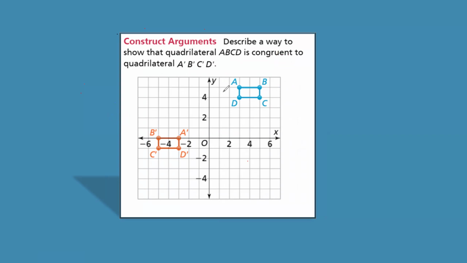Describe a way to show quadrilateral ABCD is congruent to quadrilateral A prime, B prime, C prime, D prime. In this question, it doesn't ask whether they are congruent or not, because the question tells you they are congruent. So there is no question. I only want to prove that. And if you remember, we said we prove that through how many steps? 4 steps. Number 1, reflect.